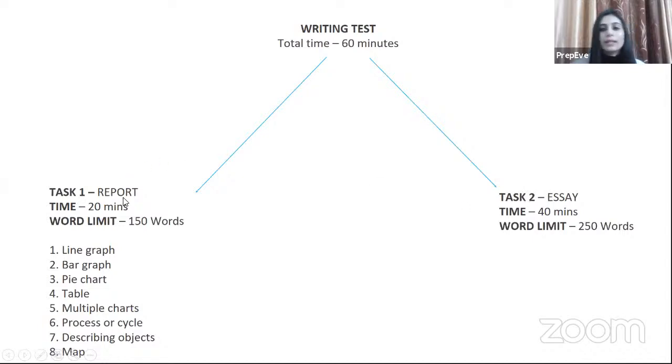So task one, in case of the academic test, which is what we're going to discuss today, is the report writing. And task two is same in both your general training and academic test, which is your essay writing. Okay, so it's going to be the same in both GT and academics. So this part remains the same. However, report writing is something that's different in academic. And in case of your general training, the task one is letter writing. Is that clear to everyone?